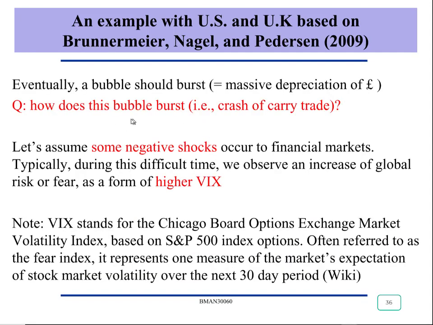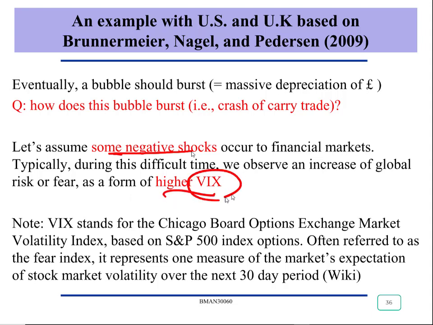However, eventually, this bubble should burst. Massive depreciation of pound. Then we can ask this question: how does this bubble burst eventually? Let's assume some negative shocks occur to financial market. Typically, during this difficult time, we observe an increase of the global risk or global fear. We can proxy this one as higher VIX.